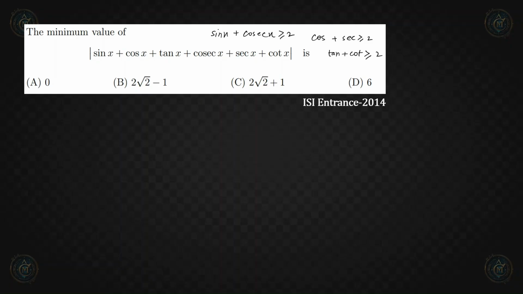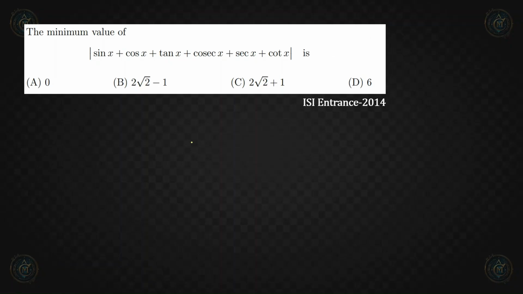The minimum value of this modulus expression, the modulus basically opens with positive sign because all the terms here are positive when x is in the first quadrant. You may think that the minimum value will be option D, 6, and this will be totally wrong. In this session we are going to discuss why this approach is wrong, and we will also discuss how to solve this problem correctly. Okay, so let us start our discussion.